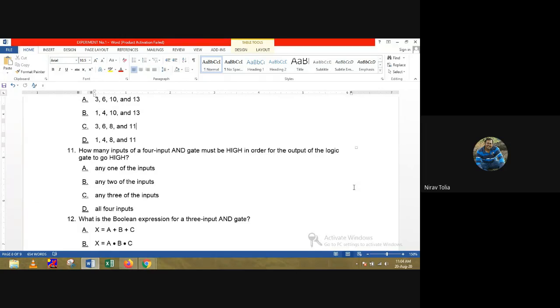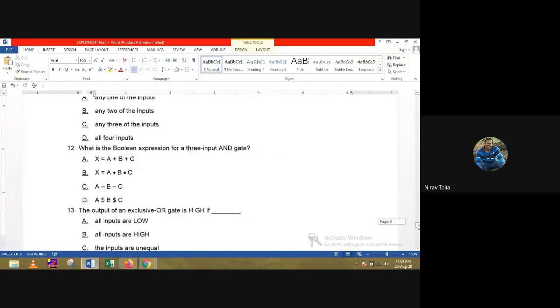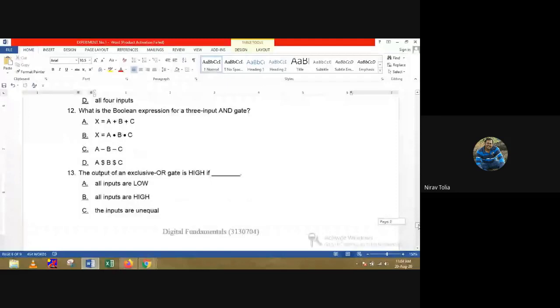What are the possibilities? For the AND gate, again, when will the AND gate output be high? When all the inputs of the AND gate are high, then the output of the AND gate is high. So the right answer is D. If all four inputs are high, then your output will be high. So the answer is D. Only Kev gave the right answer.